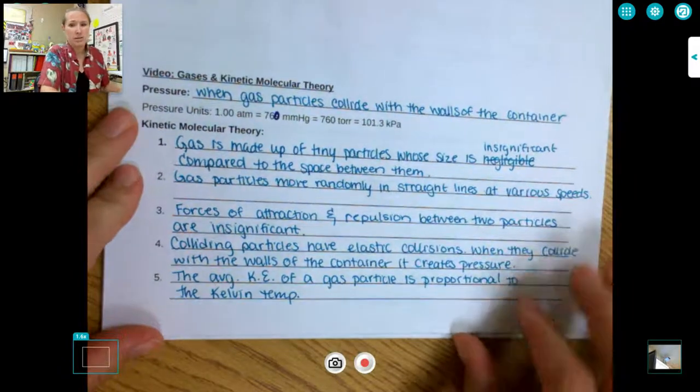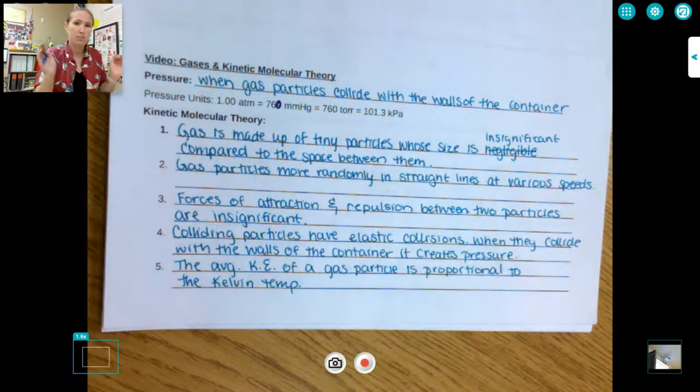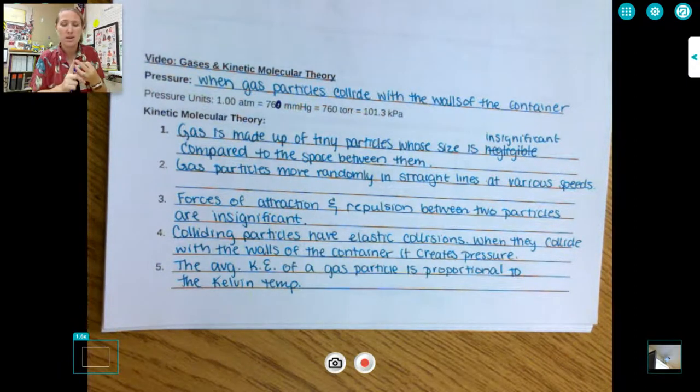So kinetic molecular theory, you guys looked at a POGL back in chemistry on this, and we put it down into really 3 pieces, but now we're expanding upon it. First off, a gas is made up of tiny particles whose size is insignificant compared to the space between them. So we're saying a gas particle is so tiny, we pretend it doesn't have a volume because the space between one gas particle and another is so big that it really doesn't matter. They really don't take up space.